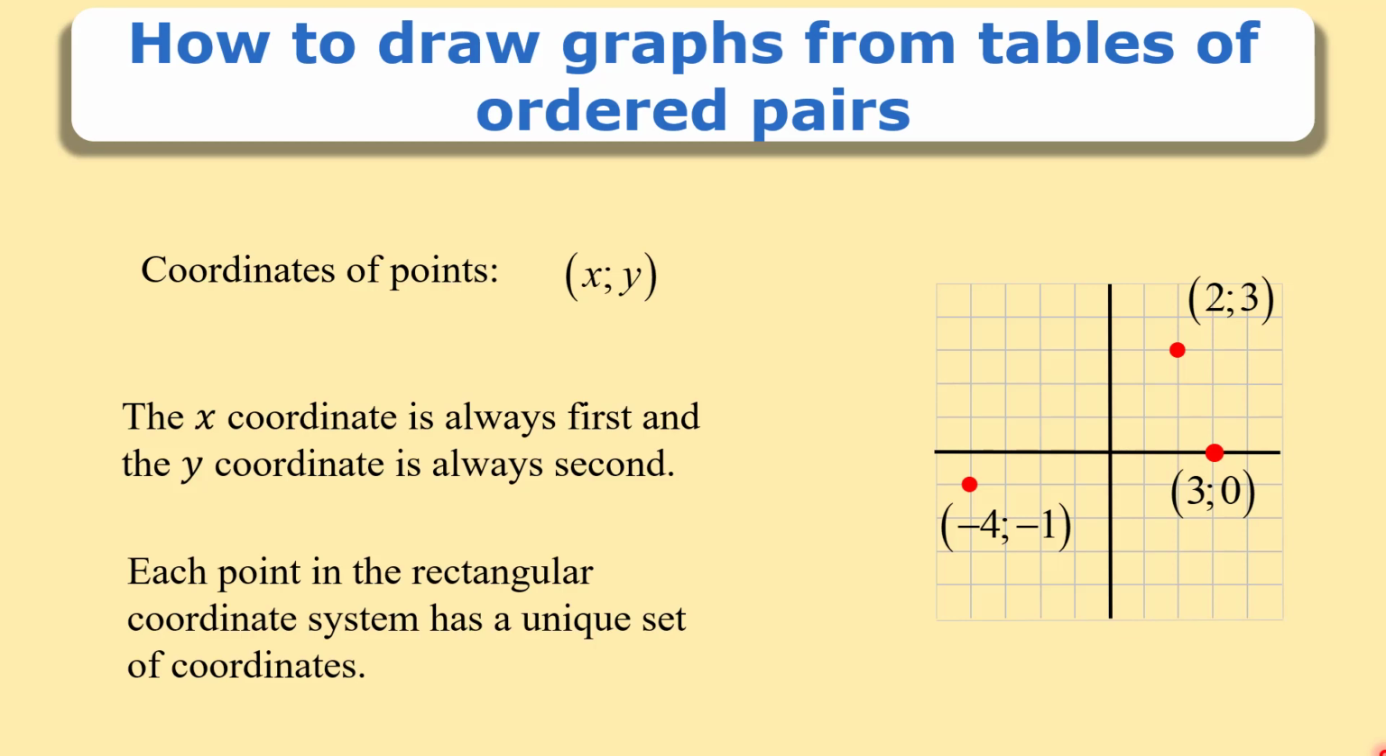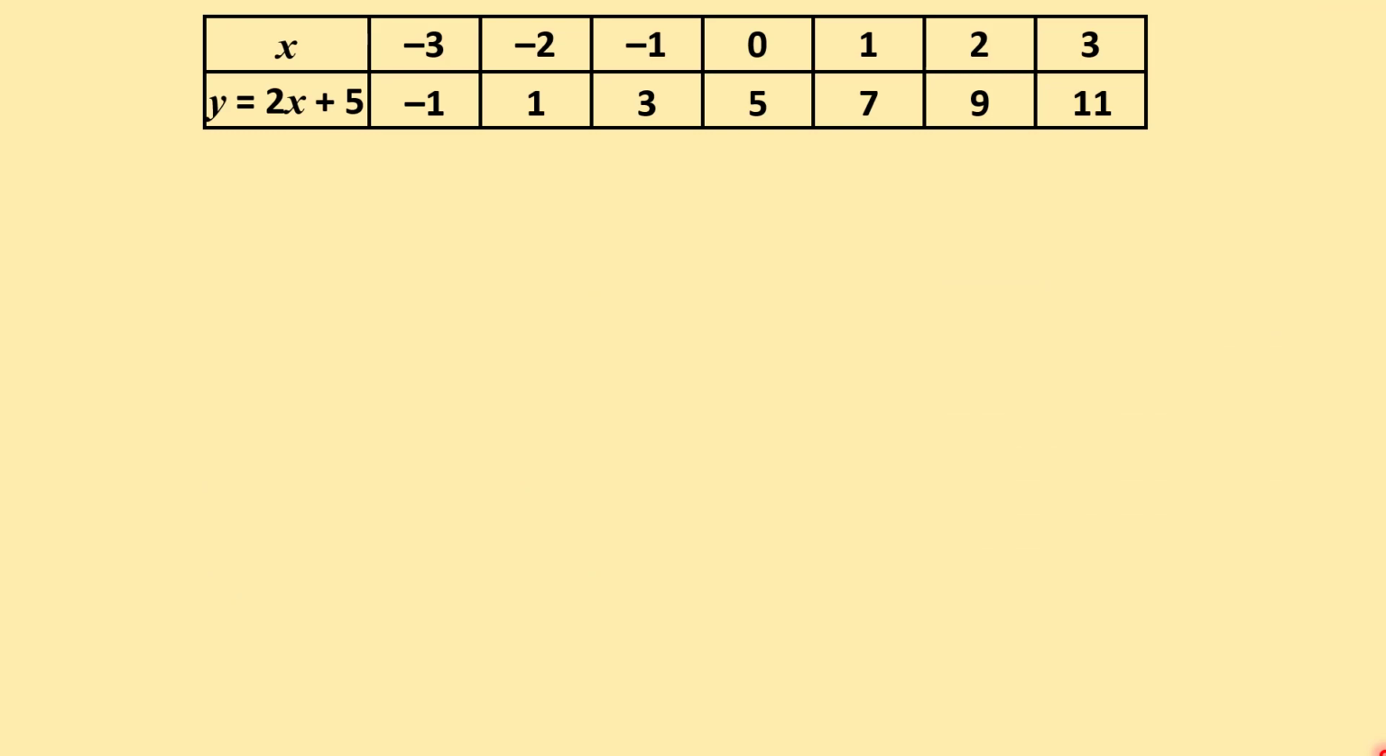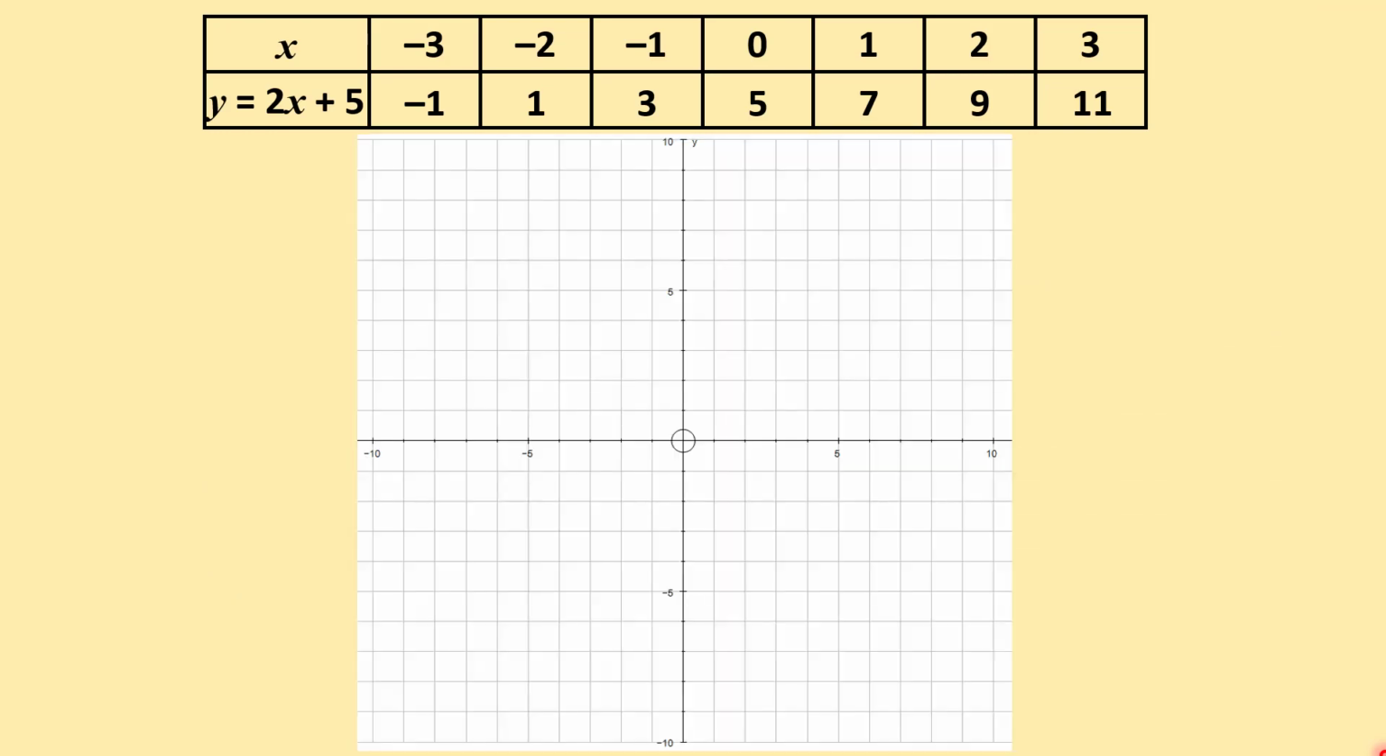Each point in the rectangular coordinate system has a unique set of coordinates. Let's try to graph this function. X is -3, y is -1. X is -2, y is 1. -1, 3, 0, 5, 1, 7, etc. And we draw our straight line.